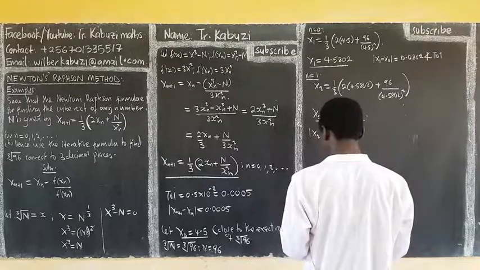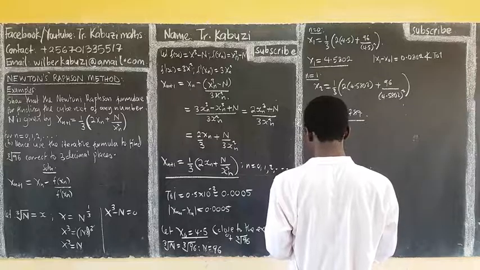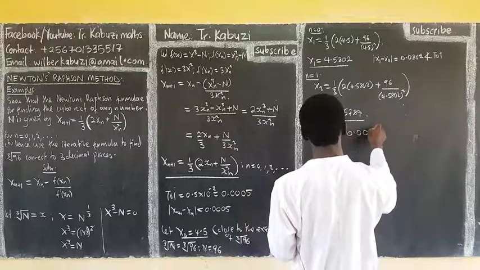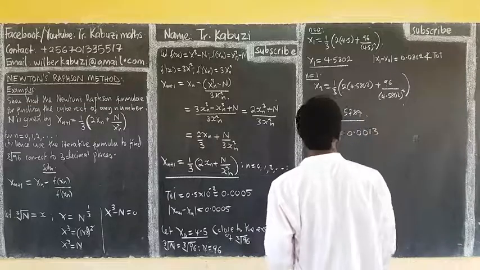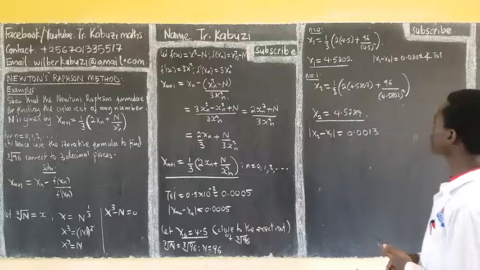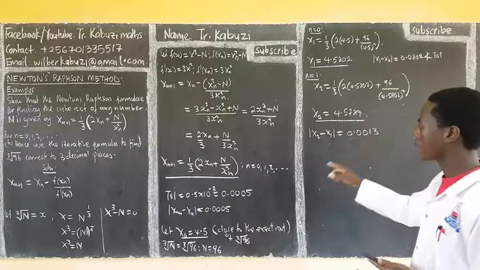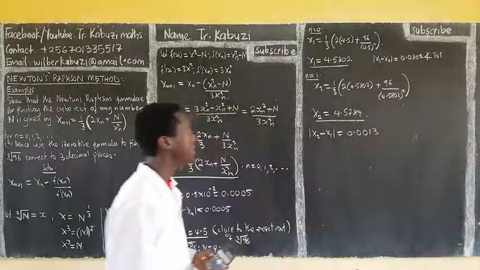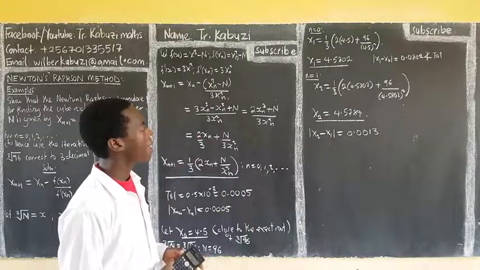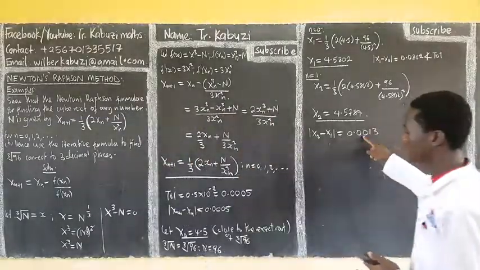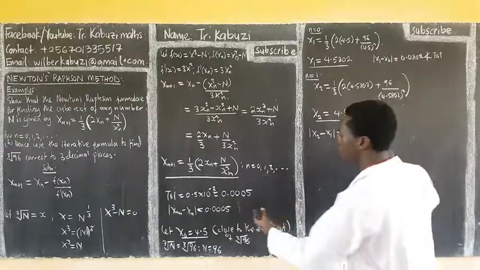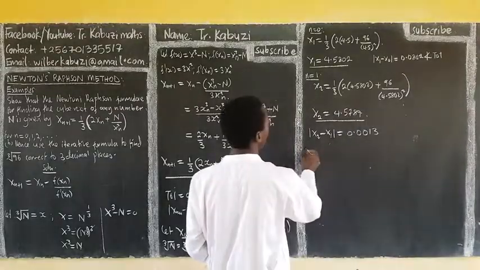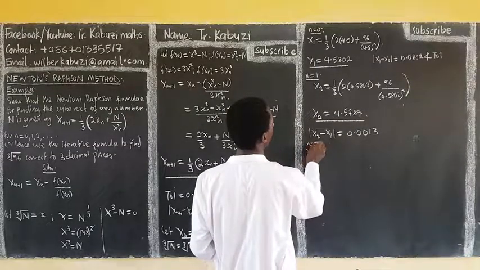You see, it's just converging. We get 0.0013. Remember our tolerance is this, and you see that it has not converged yet. So what we do, we move for another. This one is 0.015, this one is 0.005. So now we move for our x3 when n is 2.